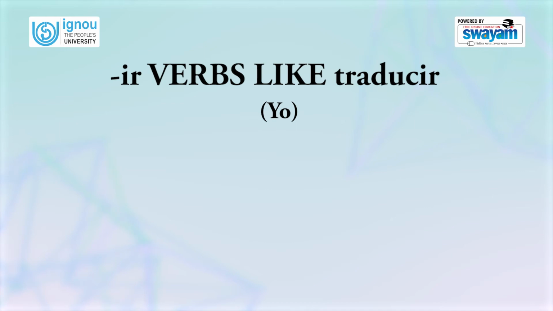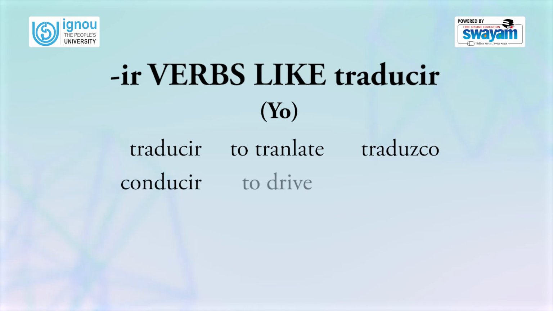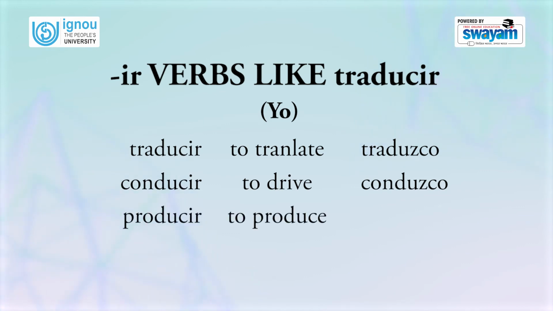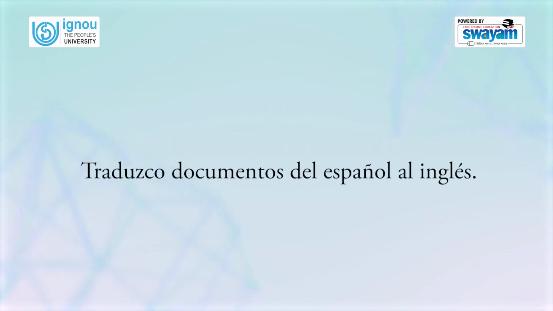Verbs like traducir, which end in cir, as we have seen the case of verbs like conocer. Now we see the case of verbs like traducir. Traducir is to translate, traduzco. Conducir, to drive, to lead. For example, the first person singular becomes conduzco, not conduco, right? Producir isn't produco, but it becomes produzco, to produce. Ejemplos: traduzco documentos del español al inglés. I translate documents from Spanish into English. So I translate becomes traduzco.